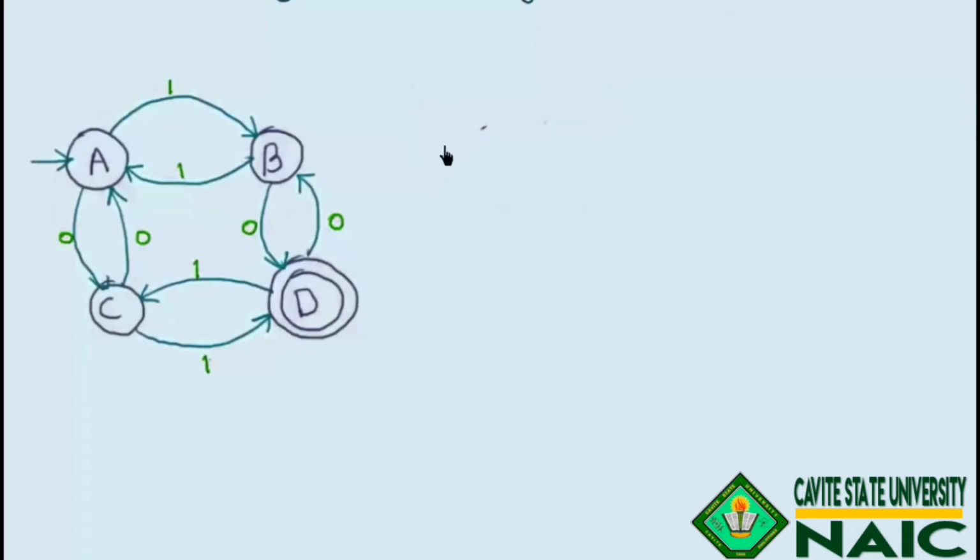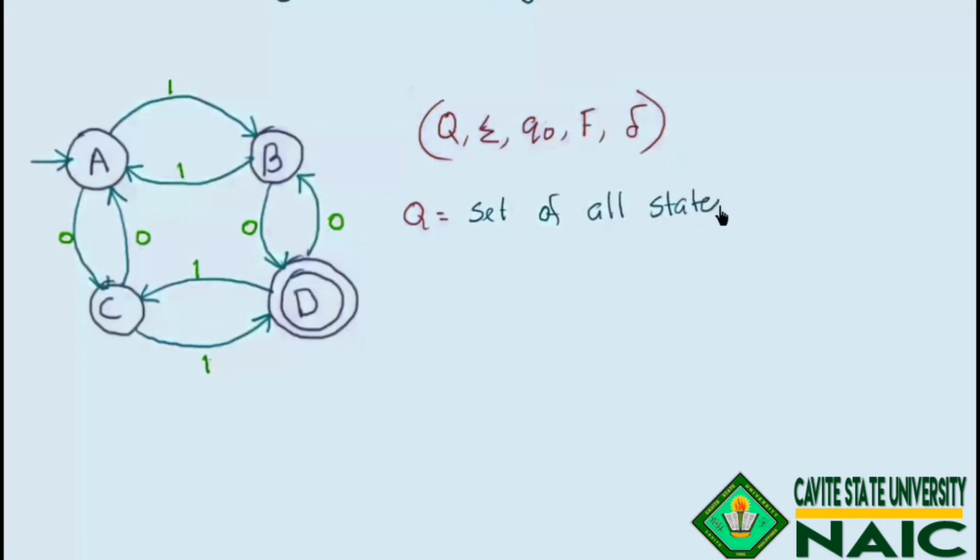So now let's write down the formal definition of this DFA. Every DFA can be defined using 5 tuples, which are Q, sigma, Q naught, F, and delta. Let us see what these tuples are and what they mean. First of all, we have Q. Q is the set of all states.